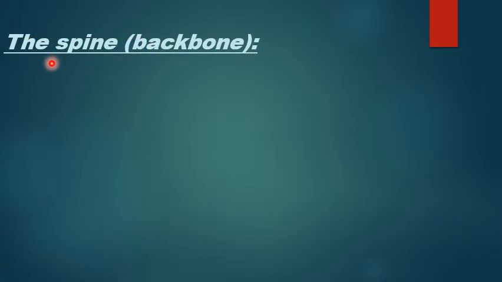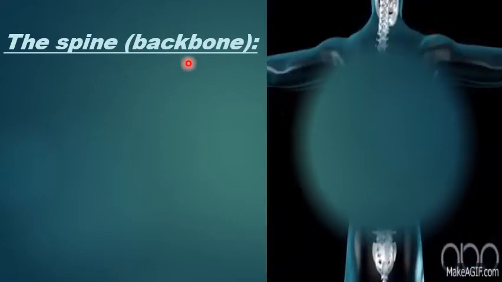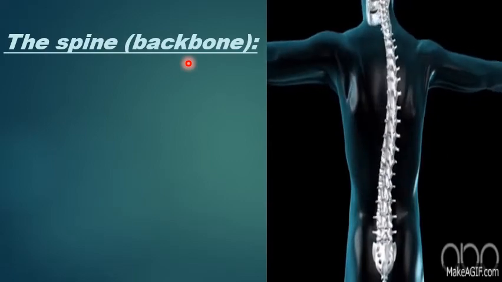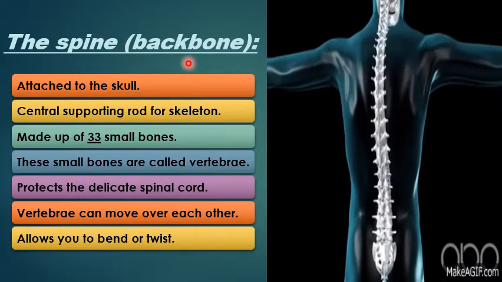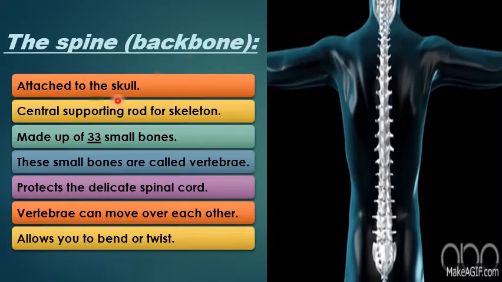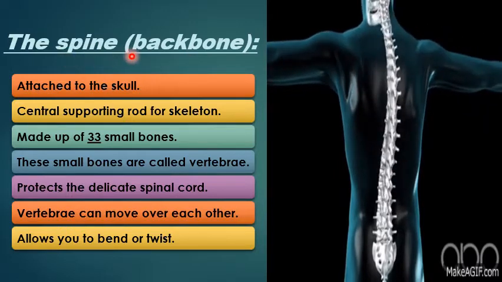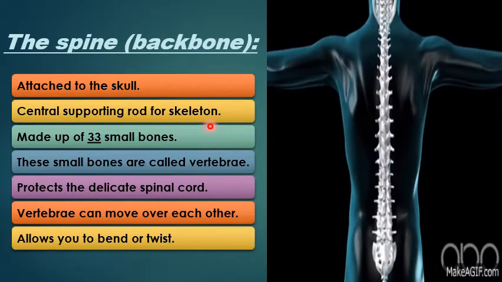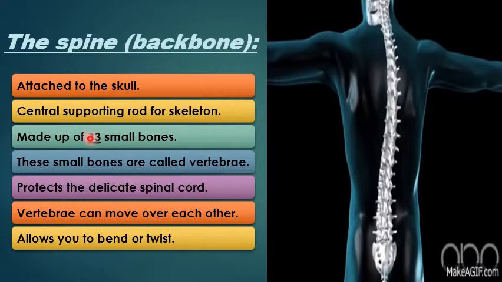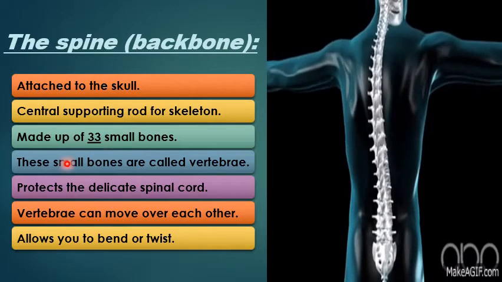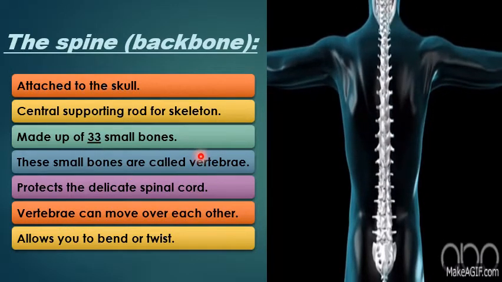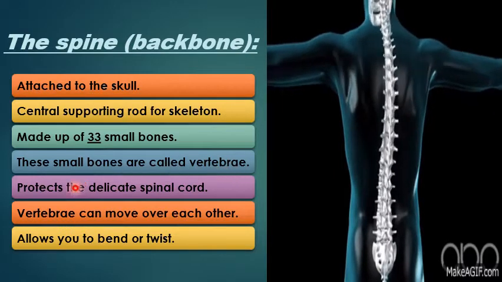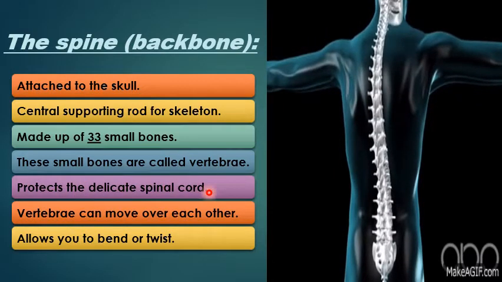Here comes the next main part of the human skeleton, and that is the spine, which we usually call the backbone. This is how the backbone of human beings looks, and here are some of the points for this. If we talk about the spine or the backbone, it is attached to the skull. It is the central supporting rod for the skeleton. It is made up of 33 small bones. These small bones are called vertebrae. They protect the delicate spinal cord.